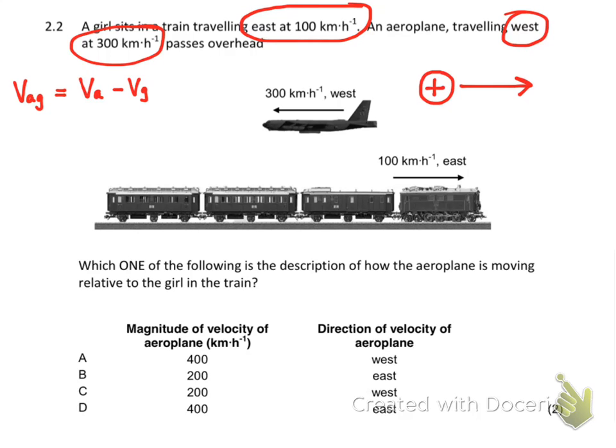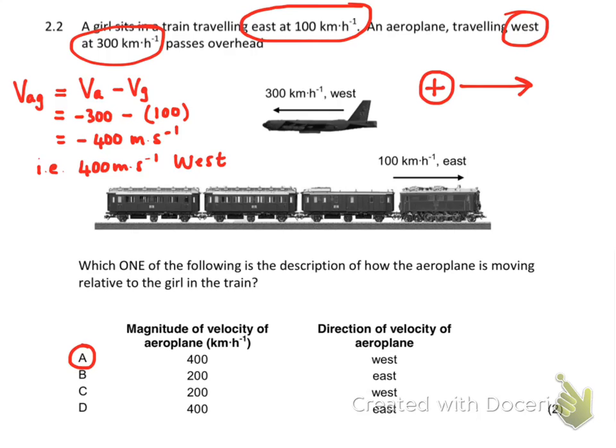We're asked for the velocity of the aeroplane relative to the train. That's what the question asks for. So that is equal to the velocity of the aeroplane minus the velocity of the train. The velocity of the aeroplane is 300 west, so that's minus 300. And we subtract the velocity of the train, which is 100 east, so that's plus 100. And that gives us minus, oh dear, I've written meters per second. Sorry, that should be kilometers per hour. Minus 400 kilometers per hour. And that minus sign, according to our convention, is west. And so the correct answer there is A, given in the table below.